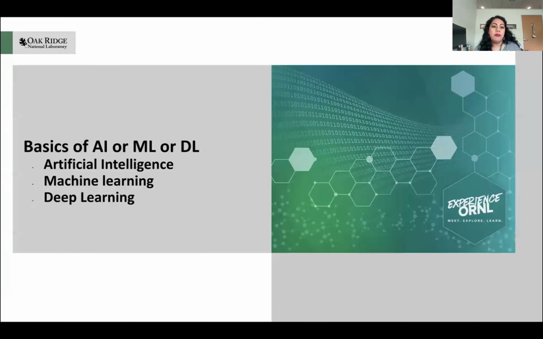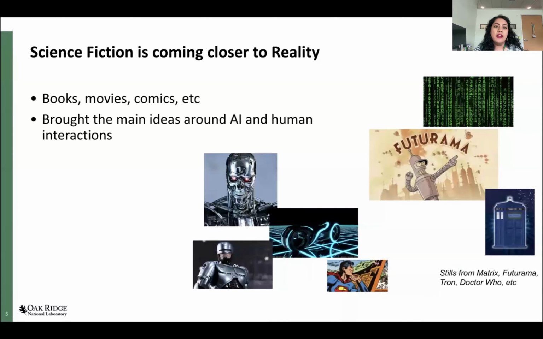So the basics of AI versus machine learning versus deep learning. These are the three terms you hear everywhere, AI/ML/DL. What is the difference among the three, and is there any difference among the three? Let's start with science fiction. A lot of us who are the older folks here, growing up in the 1990s and the early 2000s, science fiction was very much in our books, movies, and comics, and this goes back to the 1950s. These are some pictures of some very famous movies here.